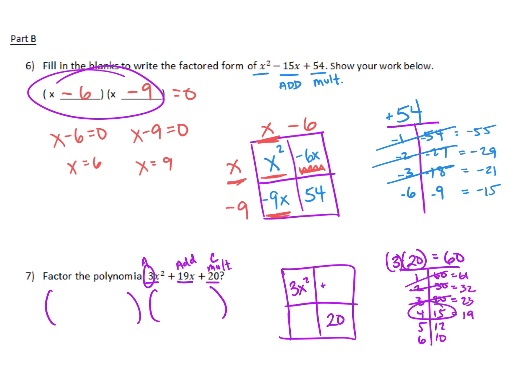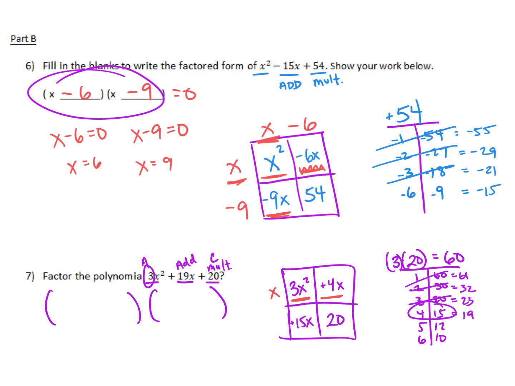So I know that I'm going to have a 4x and a 15x down here. So again, we've got to find the length and the width that would give us that area. So again, we're finding the GCF of these two terms. What goes into both of those? Well, they both have an x.